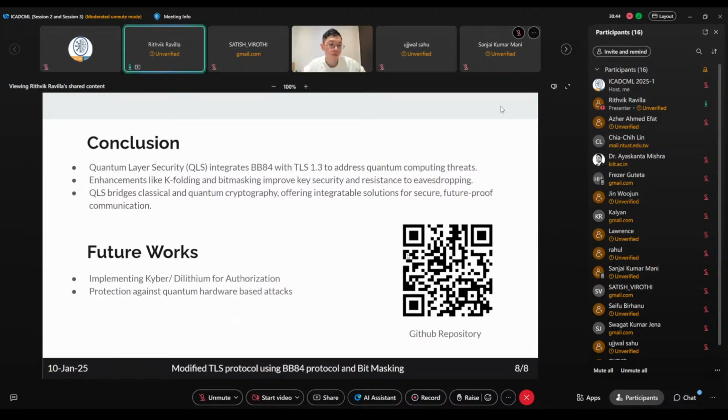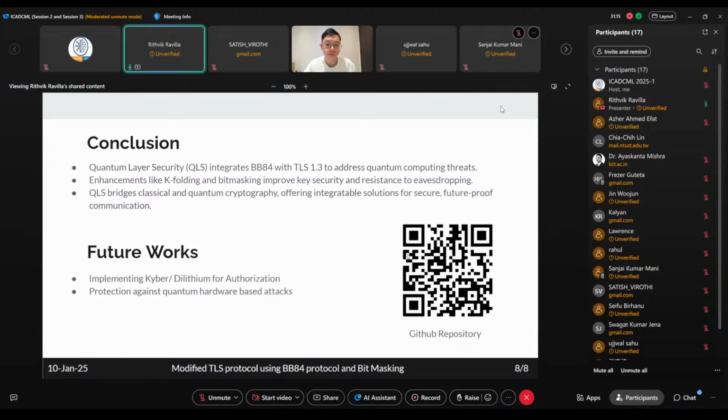So now that brings us to the conclusion of our presentation. We covered quantum layer security, which integrates the BB84 algorithm with TLS 1.3 to address quantum computing threats. Furthermore, we have used enhancements like K-folding and bit masking to improve key security and resistance to eavesdropping. And finally, QoS bridges classical and quantum cryptography, offering integratable solutions for future-proof communication.